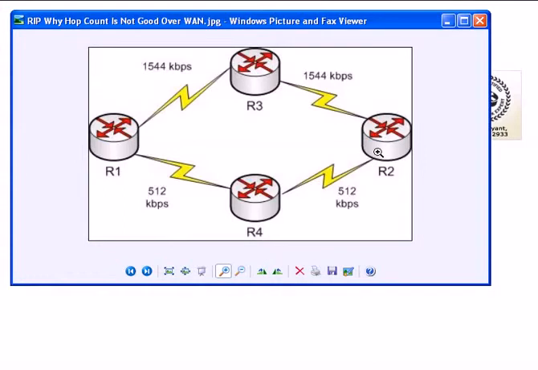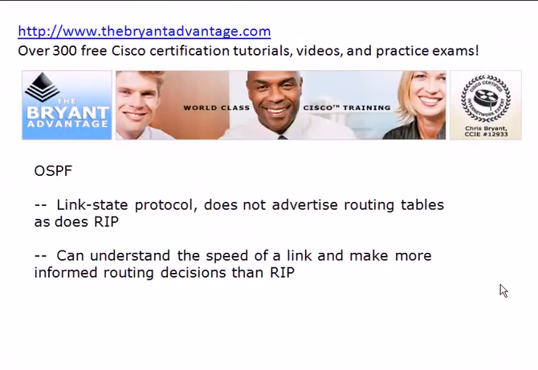I know it sounds like Dr. Seuss, but it's not. It's RIP. And RIP would decide that these paths are equal. And that's not something we want. Obviously, one path is far superior to the other. OSPF would realize that by default, but RIP would not.